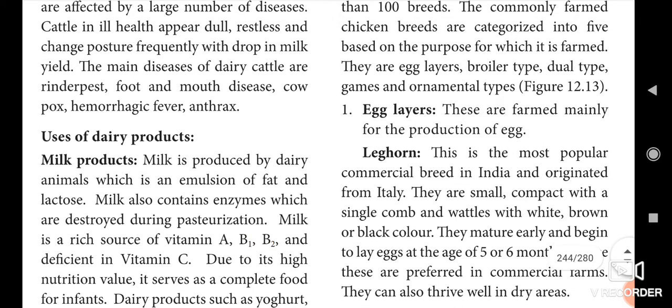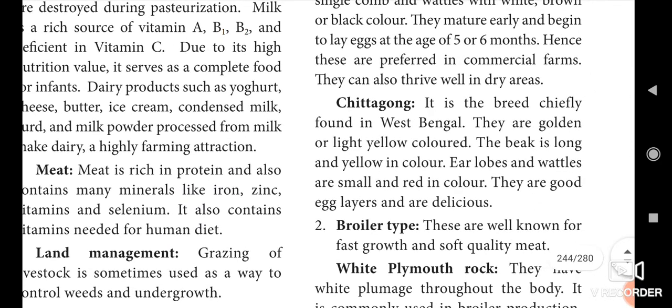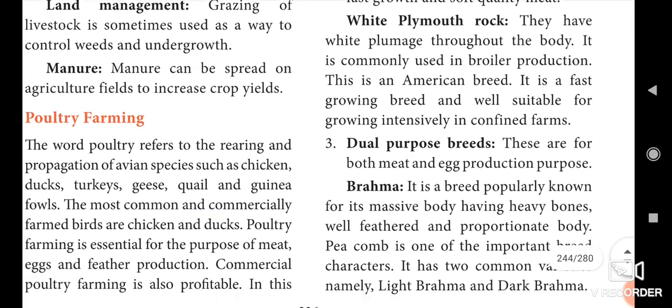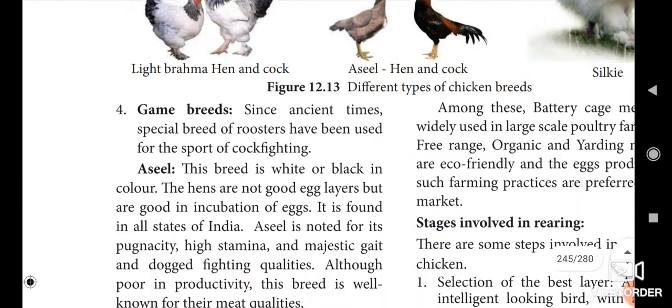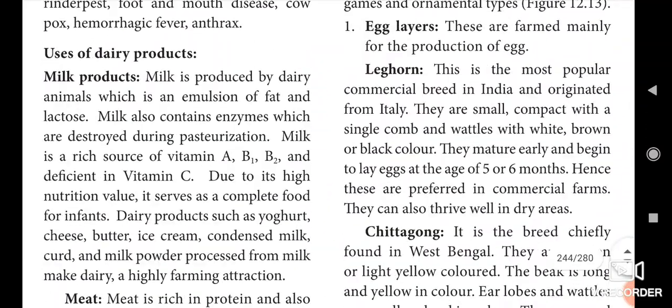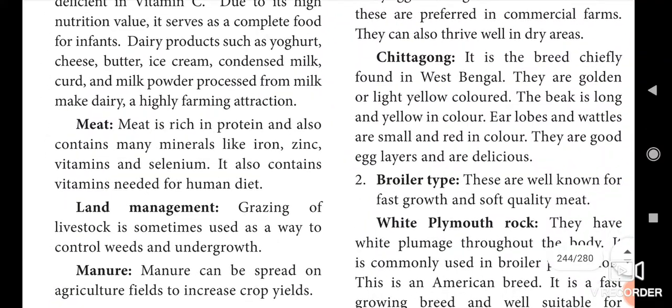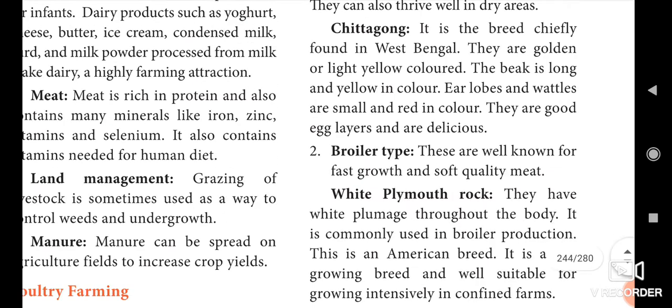Here the poultry farming is classified into 5 types. What are they? Egg layer, then meat layer, that is called the broiler type. Egg layer, broiler type, then dual purpose breed, then game breed, then ornamental breed. Then what are the examples for egg layer? Leghorn and Chittagong. Here the Leghorn is found in Italy and the Chittagong originated from West Bengal.